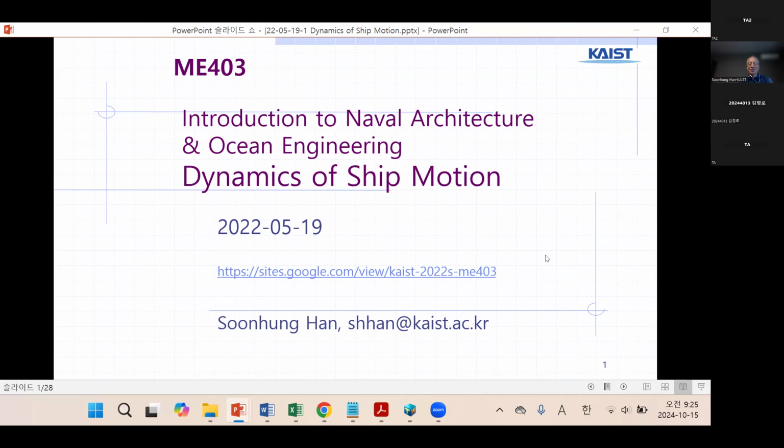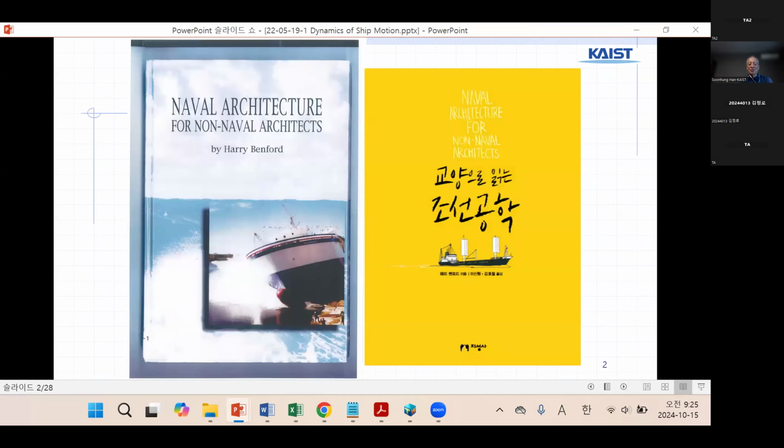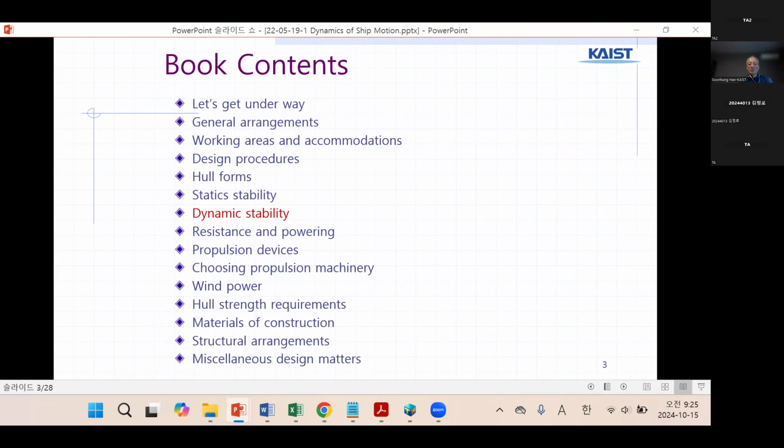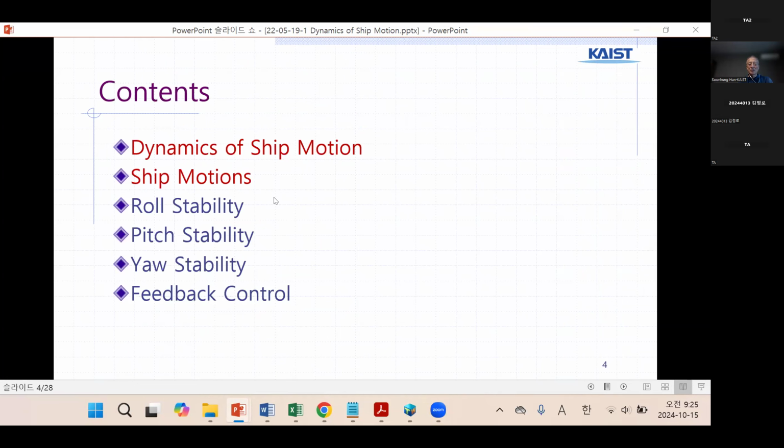This one is old material, but I will send you this material later after the class. So we are covering this book and chapter, dynamic stability. In the afternoon we will cover static stability. So I will cover dynamics of ship motion and ship motions. Jongno already covered the roll, pitch, and yaw. And feedback control may be covered by myself after, if we have time.